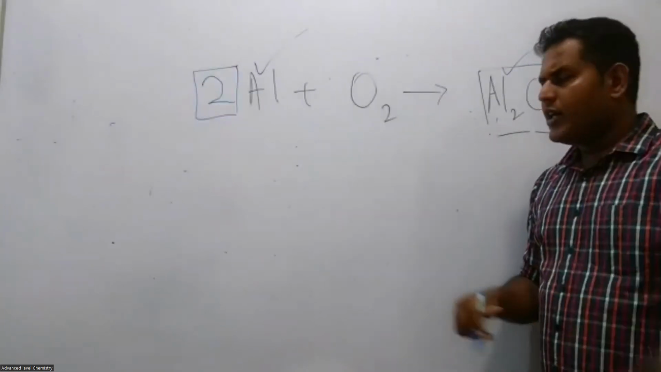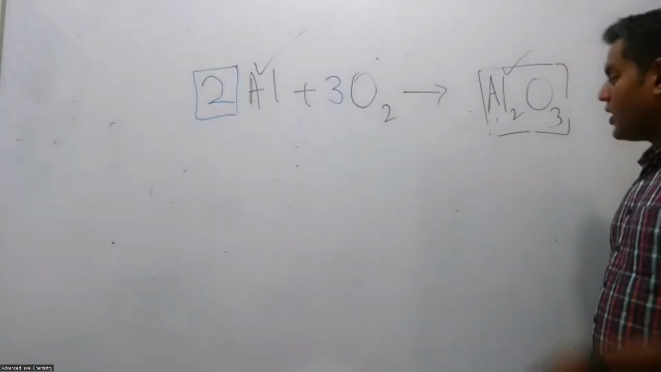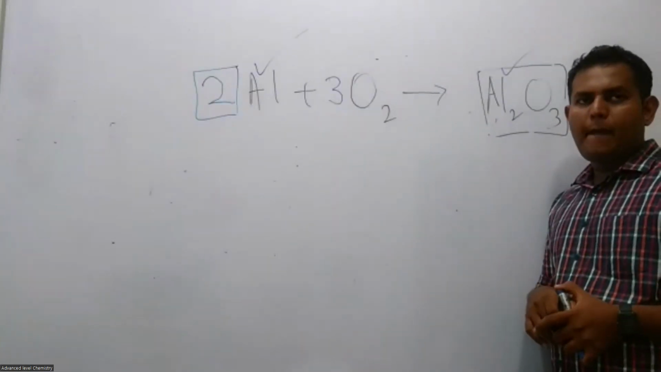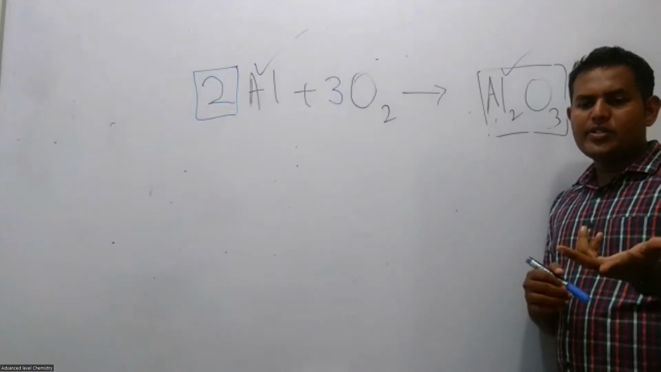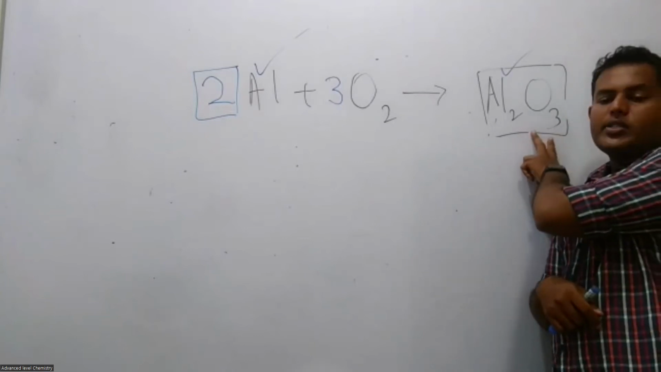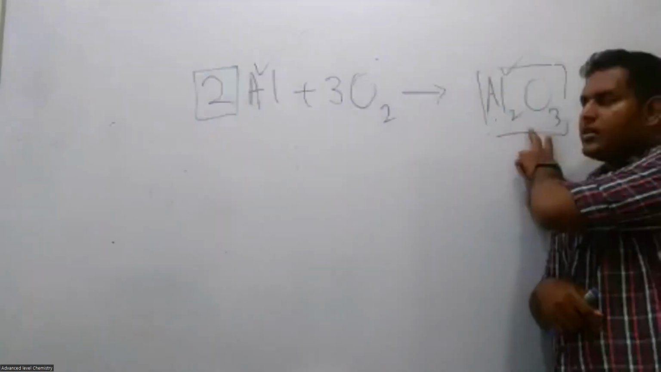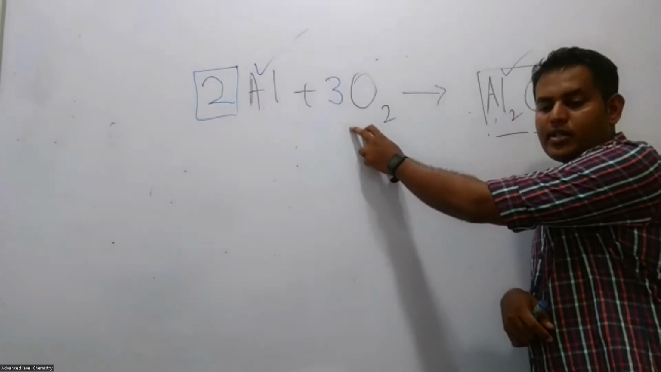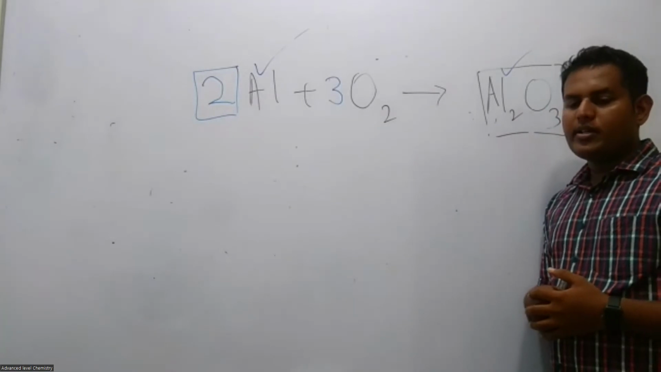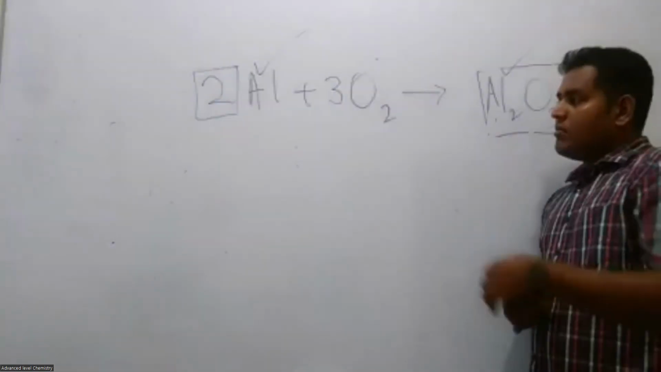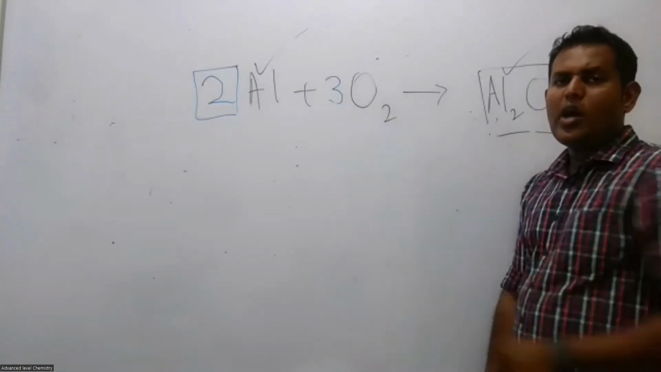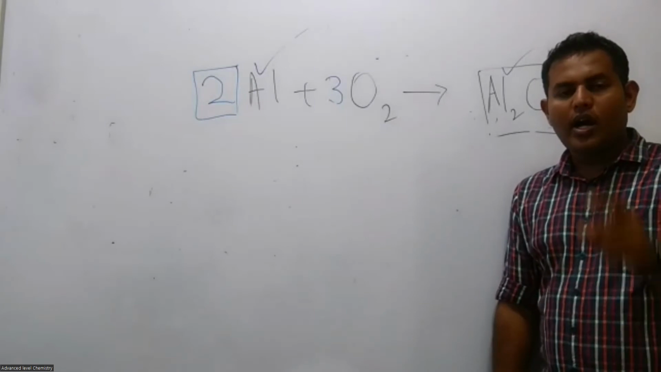Just think, if I am putting 3 here, what will happen? Is it balanced? It's not balanced. Because on this side you have 3 oxygens and on this side you have 6 oxygens. Is it balanced? No. Why? Because this 3 is multiplied by this 2 and it will make 6. How to avoid it?